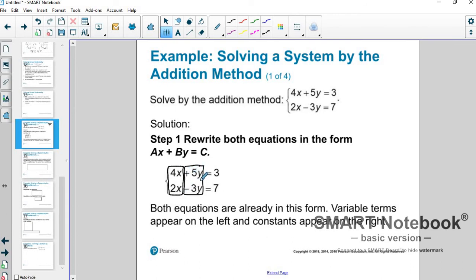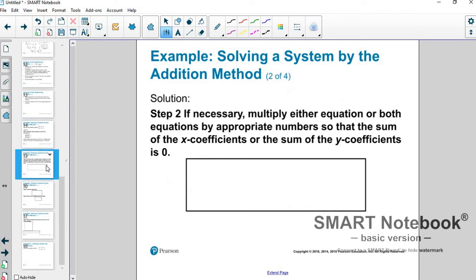Now, the y's have opposite signs, but 5 and 3 don't have anything in common. The x's don't have opposite signs, but 2 goes into 4 twice. And so if I just multiply the bottom by negative 2, I'll get 4 and negative 4. If I multiply the top by like a 3, then I'd have to multiply the bottom by 5, which is fine, but we try to make it as simple as possible, okay? So let me show you what I mean here, all right?